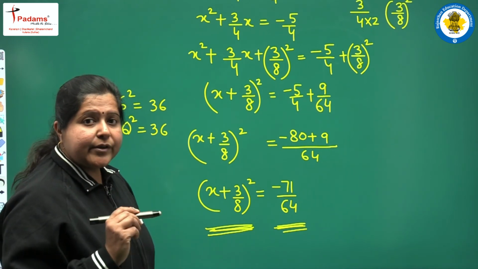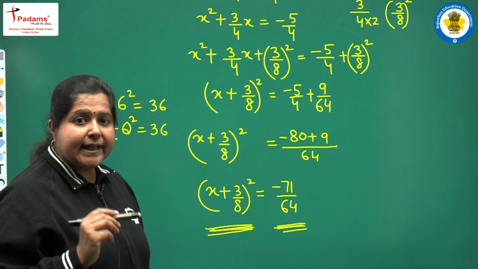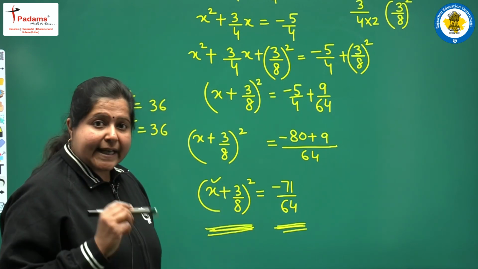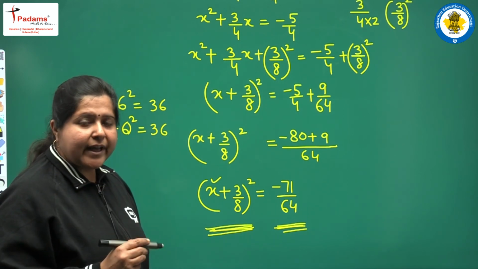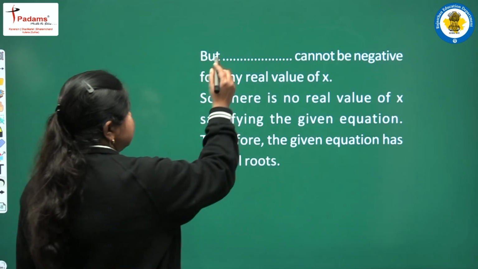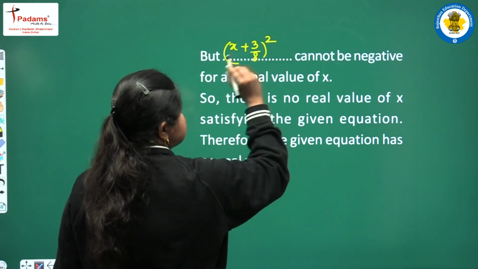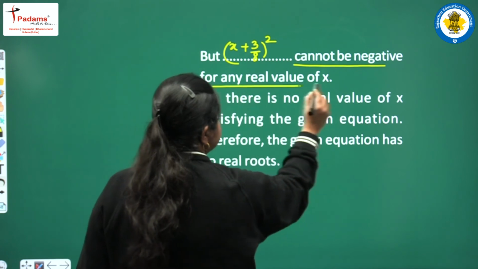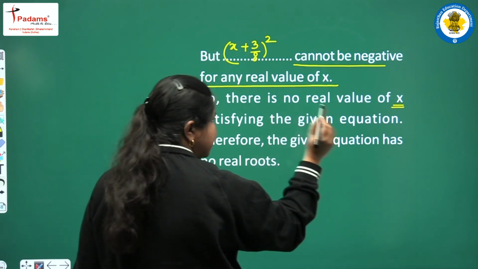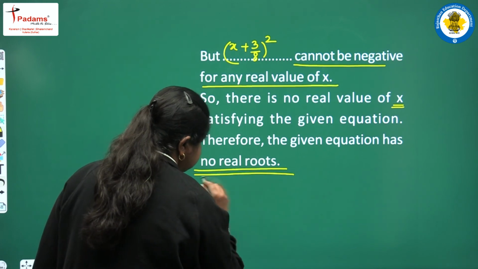There are no real roots of this equation given in the question. इस equation के कोई real roots नहीं है क्योंकि x की हम कोई भी वैल्यू ले लें उसका स्क्वायर नेगेटिव कभी नहीं हो सकता. और ऐसे केस में इस equation के imaginary roots होंगे जो आप पढ़ेंगे अपनी हायर क्लासेस में. So for here we will take this expression x plus 3 by 8 whole square. This expression cannot be negative for any real value of x, and so there is no real value of x satisfying the given equation, and therefore the given equation has no real roots.